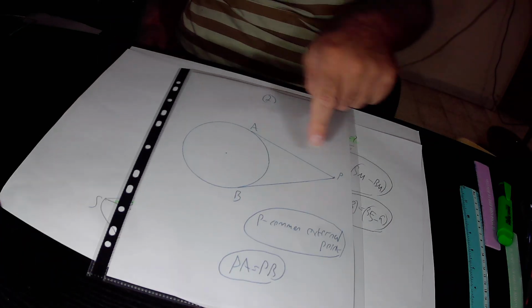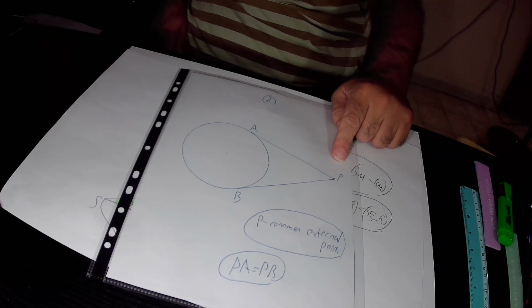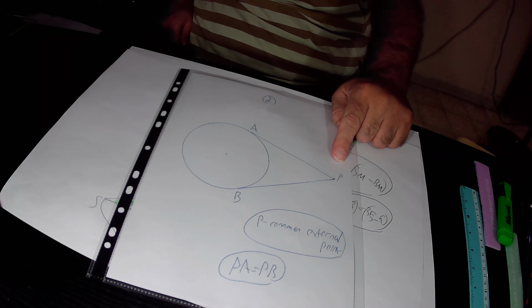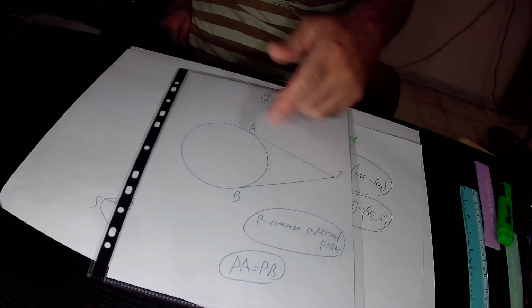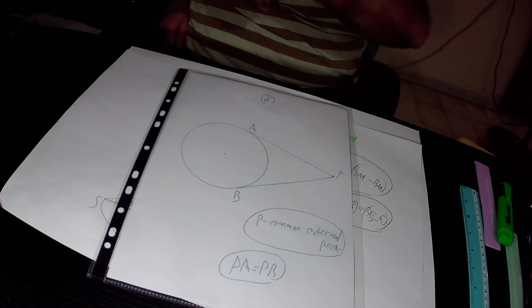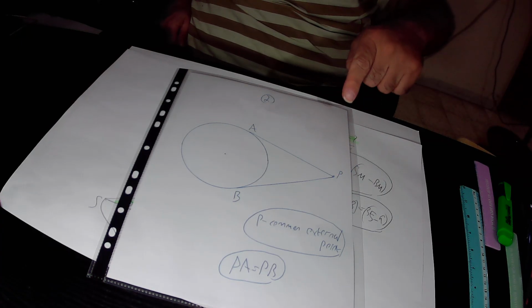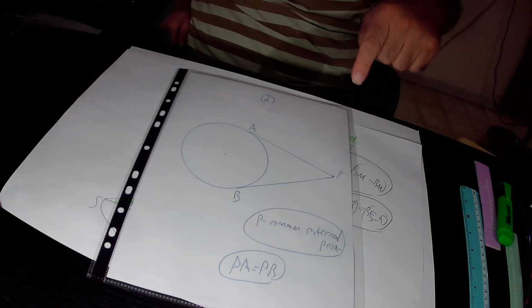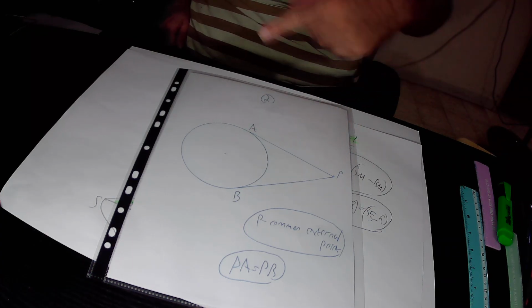In the drawing, we have a circle. This is the common external point, point P. From point P, we have two tangents to the circle, tangent PA and tangent PB. According to rule 2, they are equal to each other. That is to say, the length of tangent PA is equal to the length of tangent PB, or PA equals PB. So we can implement rule 2 in our drawing.